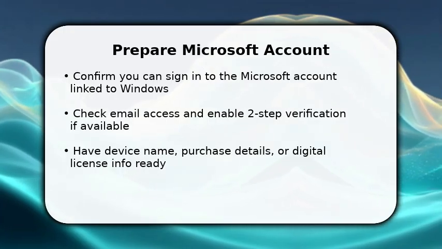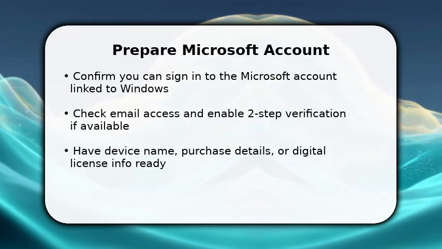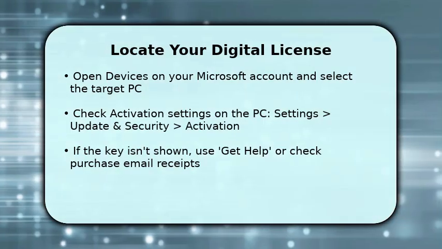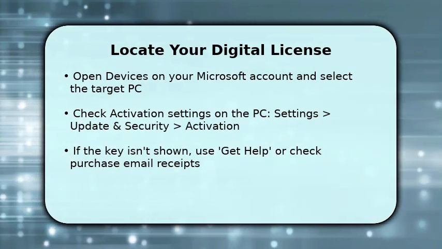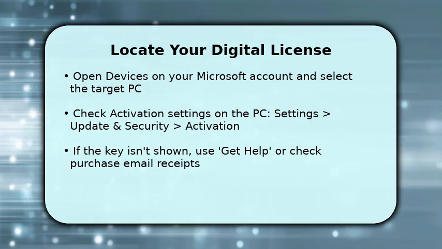If two-step verification is off, enable it now. It both secures access and avoids lockouts when retrieving license details. Once done, open Devices in your Microsoft account and pick the specific PC. That confirms a digital license is present.